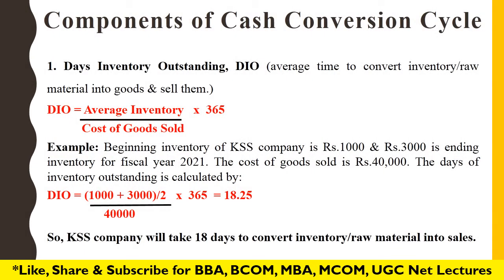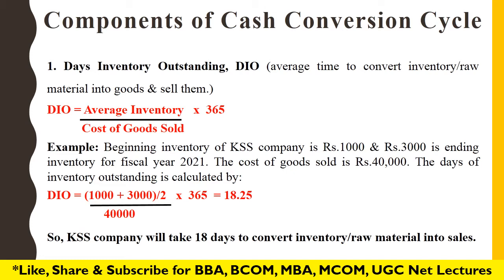The cash conversion cycle has three main components. The first is days inventory outstanding, which is the average time to convert inventory into goods and sell them. Or we can say days inventory outstanding is the average number of days that a company holds its inventory before selling it. So mathematically it is represented by this formula.